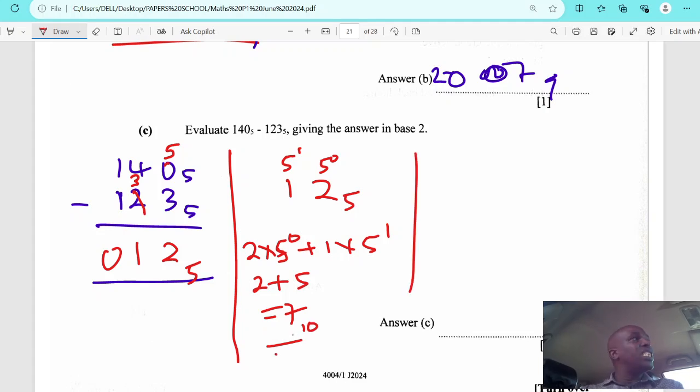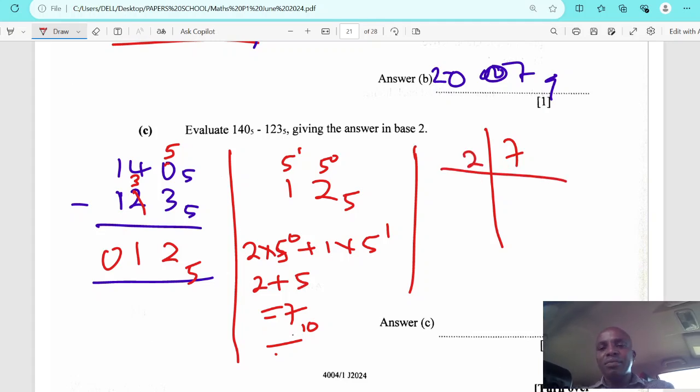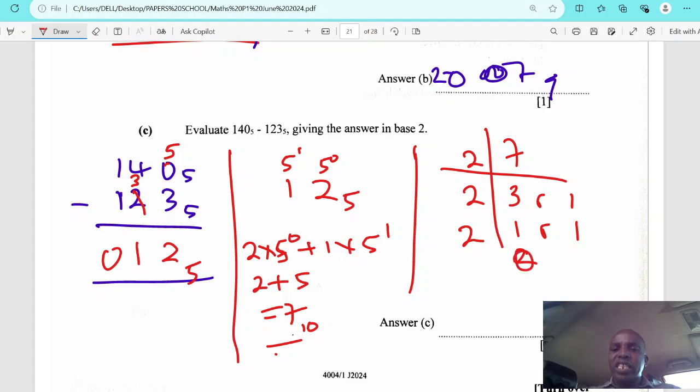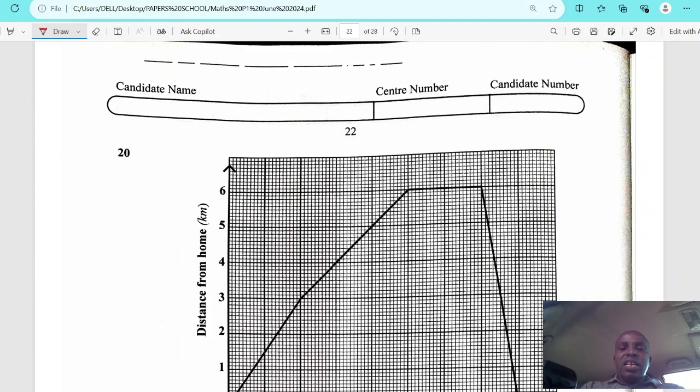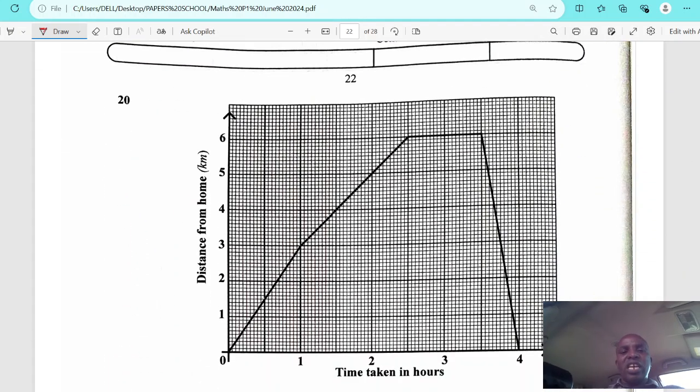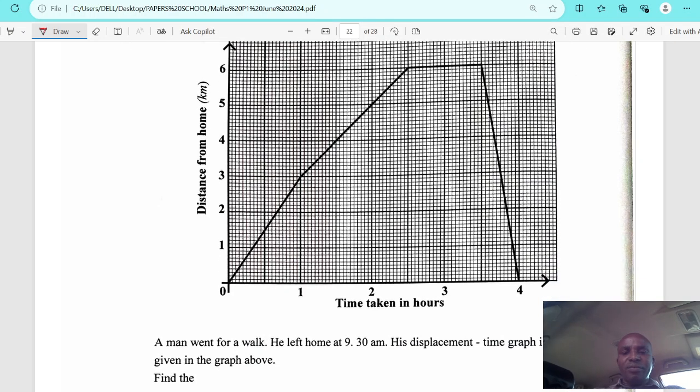Now convert the base 10 number to a number in base 2. So you divide. Now use long division. You divide by the base 2. 2 into 7 is 3, remainder 1. By 2 again, 2 into 3 is 1, remainder 1. By 2 again, 2 into 1 is 0, remainder 1. So you take your numbers going upwards, it's 1, 1, 1 base 2. Done.